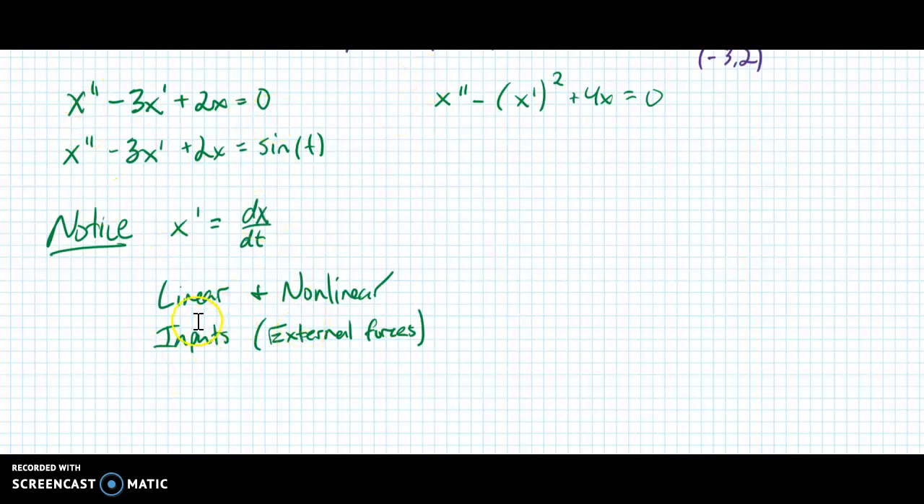We can have all the same types of things with systems. We can have linear and nonlinear systems, and we can have inputs in these things. For now, we're just going to focus on linear systems, and every time I talk about a derivative, it's always the derivative with respect to time.